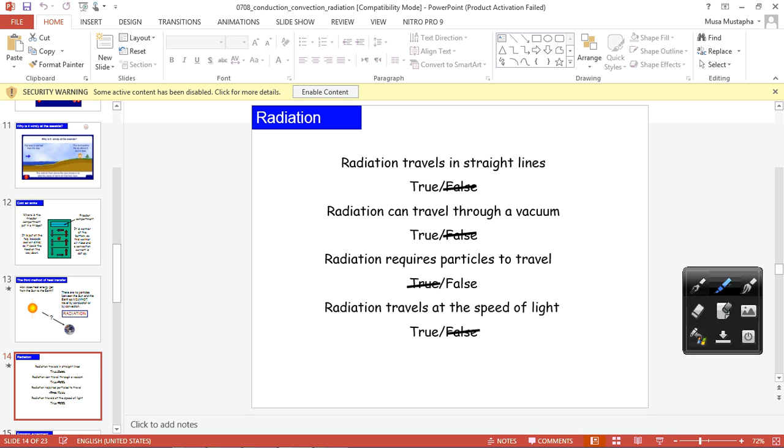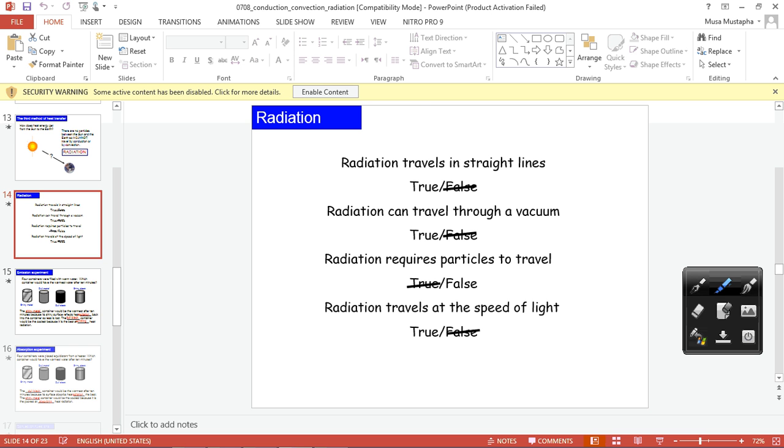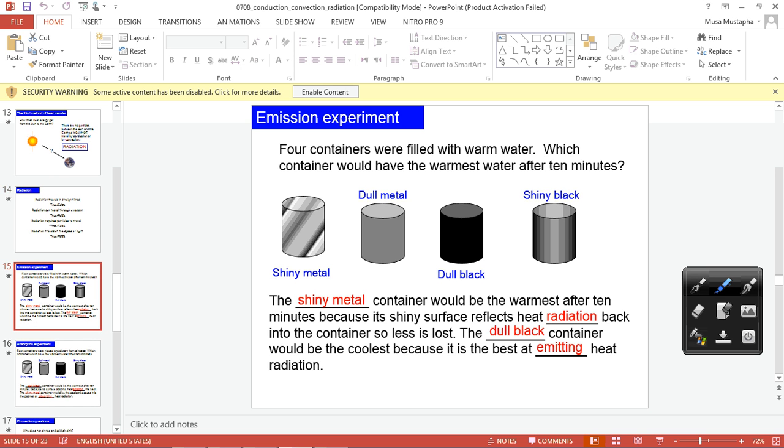Radiation travels in a straight line. Yes. Radiation can travel through a vacuum. Yes. Radiation requires particles to travel. No, it doesn't require particles to travel at all. Radiation travels at the speed of light, and that's the reason you get the heat energy of the sun as fast as possible. So the next thing we talk about is the emission experiment.